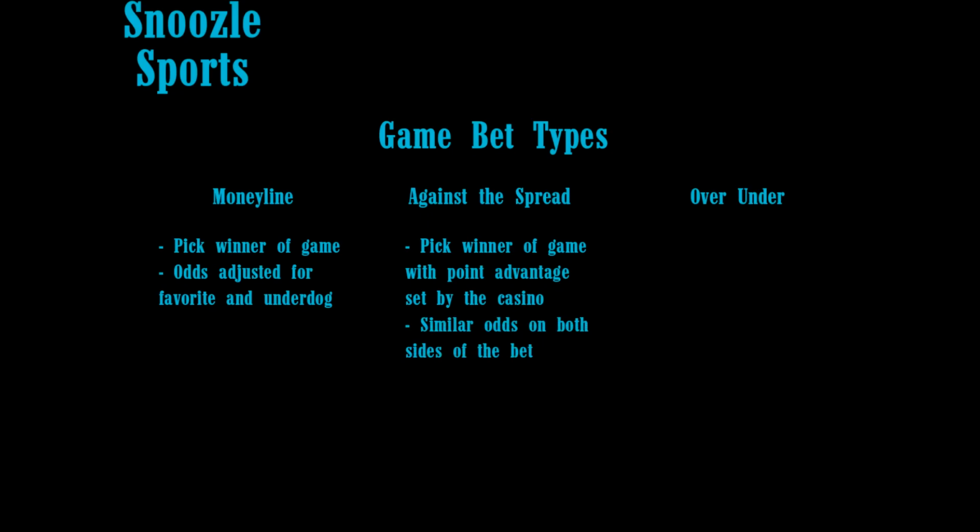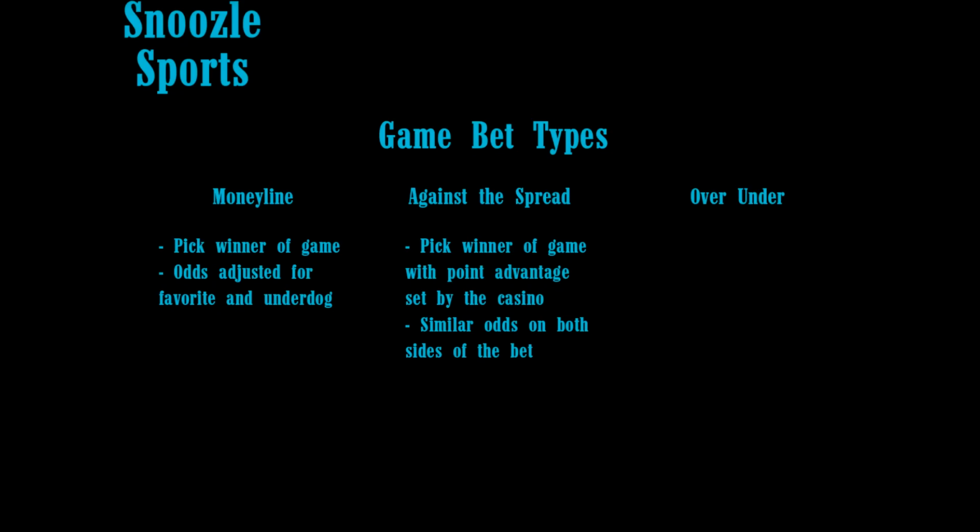Generally these games have similar odds on either side of the bet. So they adjust who's going to bet on the spread, or who's going to win the game against the spread, by adjusting the spread values. And you'll see this as either whole numbers or as fractional numbers.